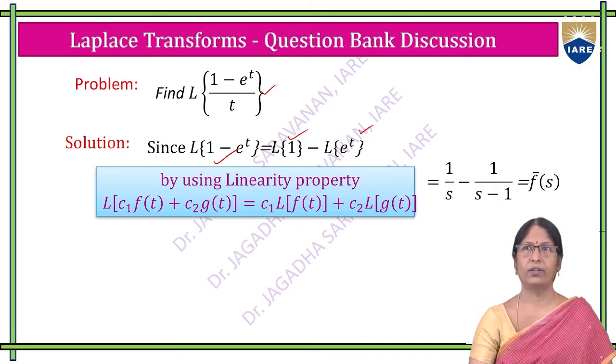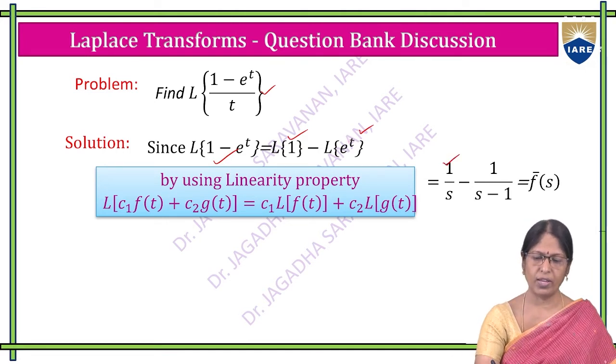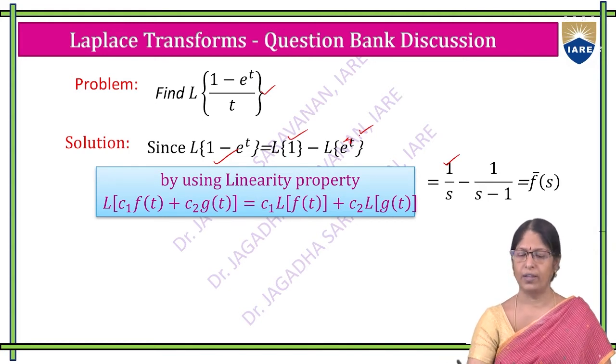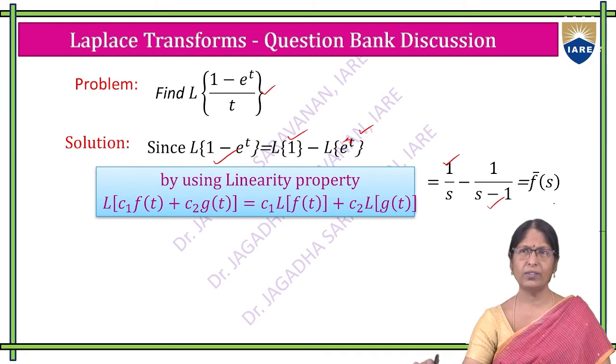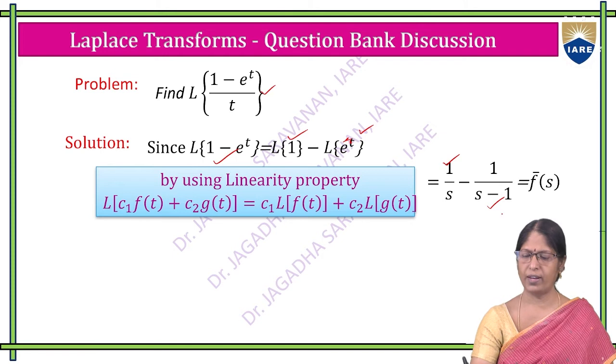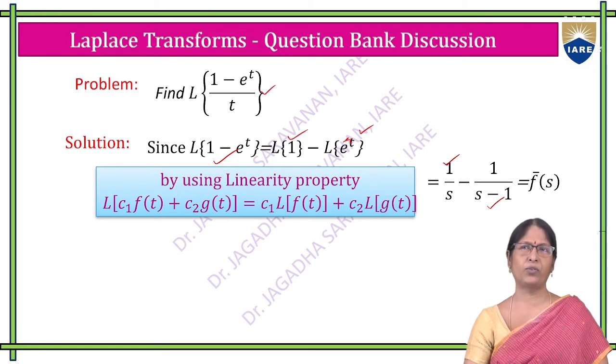L of 1, the elementary function, is 1 by s. E power t, the t coefficient is 1, so s minus 1. This is for remembering purposes: here plus is there in the formula, minus; here minus is there, plus. Is there any such track to remember? Anyway, we have to adopt an easy way to remember the formulas.